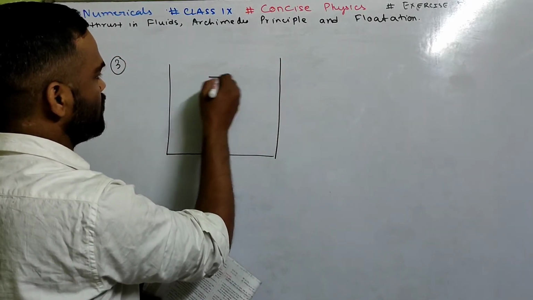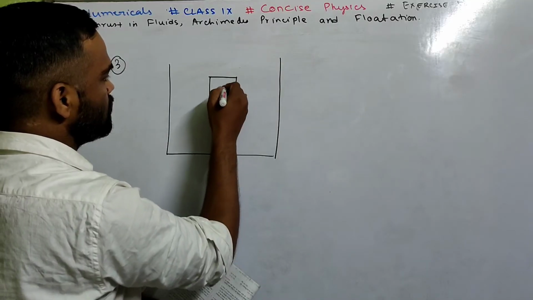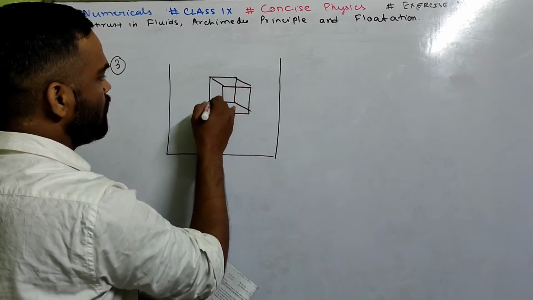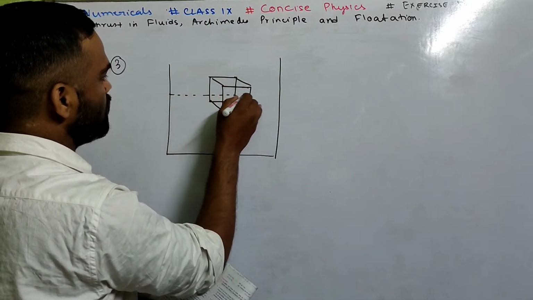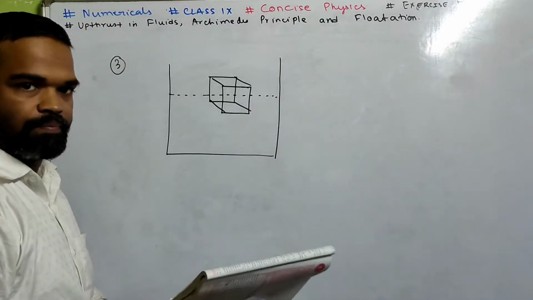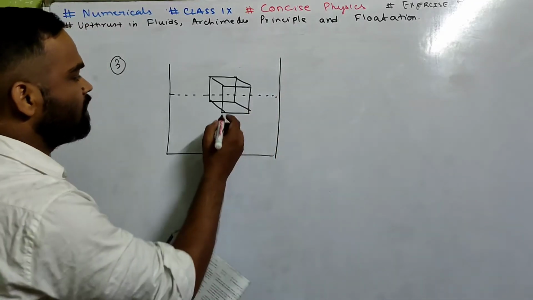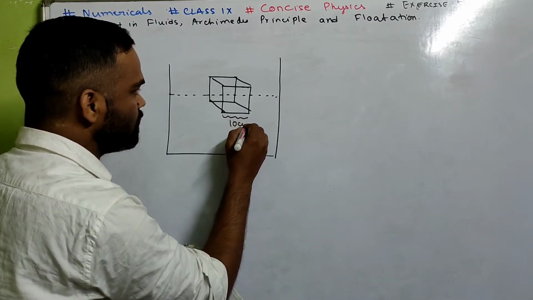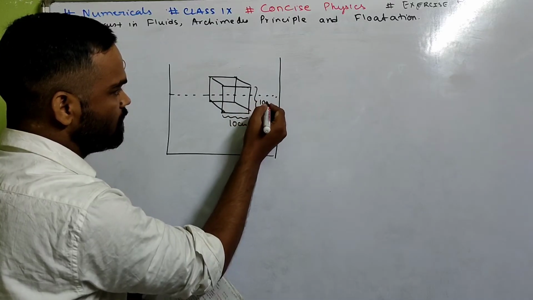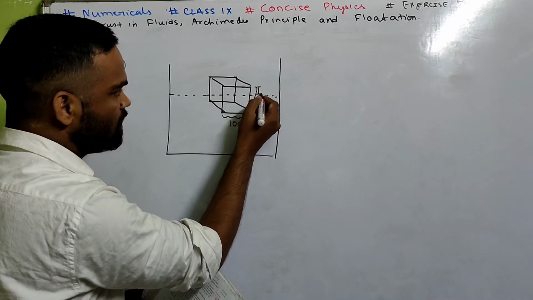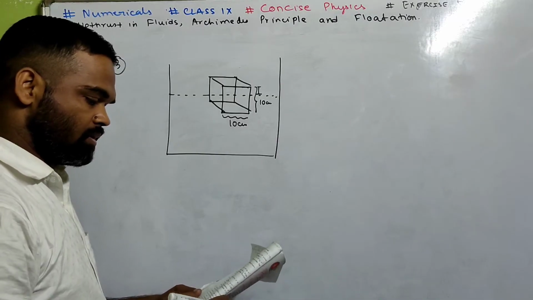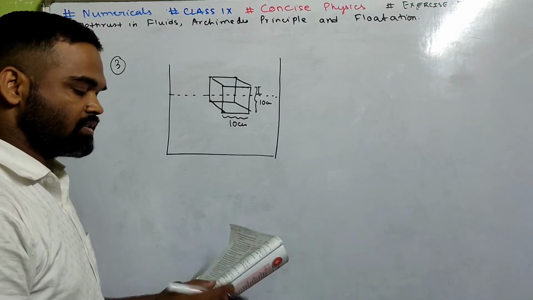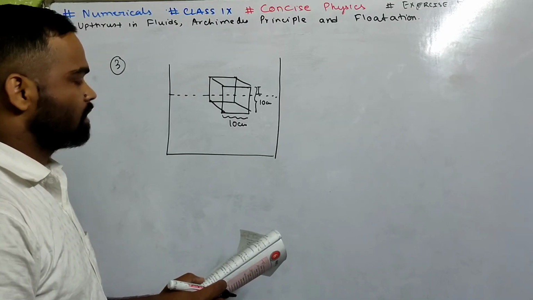you have, suppose, water in the container. You have a cube. A portion of the cube is inside water and the portion is outside water. Okay, they've given the side of the cube is 10 centimeter. This total is 10 centimeter. So how much part is outside water? What part of it remains above the water surface while floating vertically on the water surface?